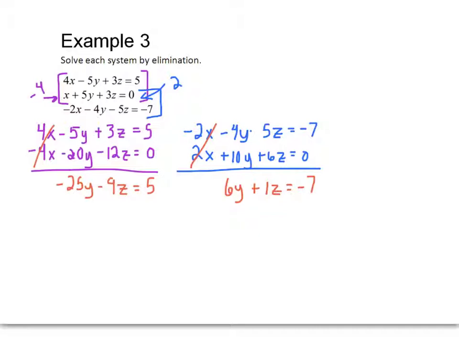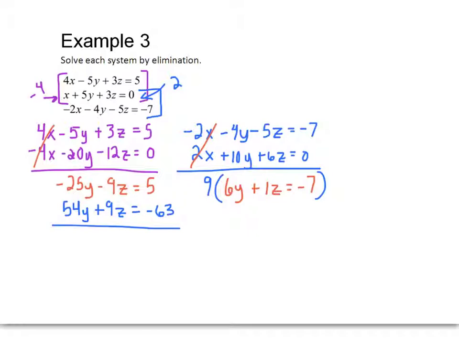So I need to look at these two equations here and say, how would I go about eliminating? I feel like our y's would be a bad choice. It would be difficult to get the same number in front of both of our y's. But I can take this equation and multiply it by a 9, and then I'll be able to eliminate my z's. So distribute that 9 through. That gives us 54y plus 9z equals negative 63.